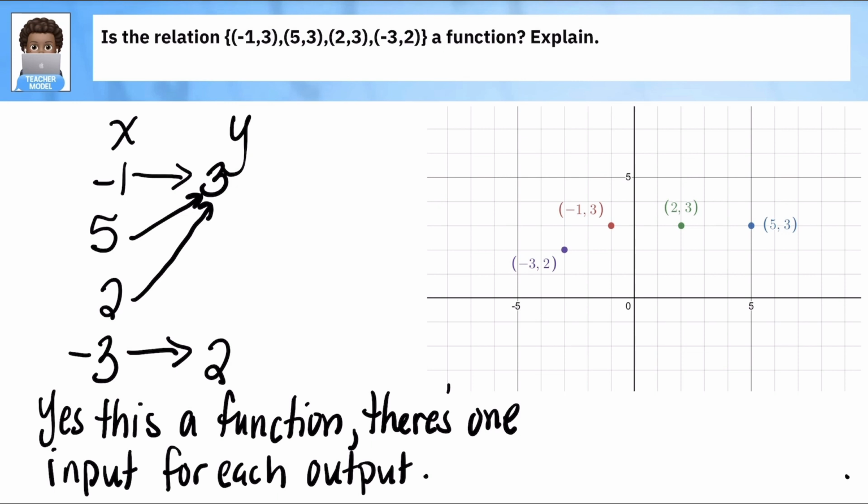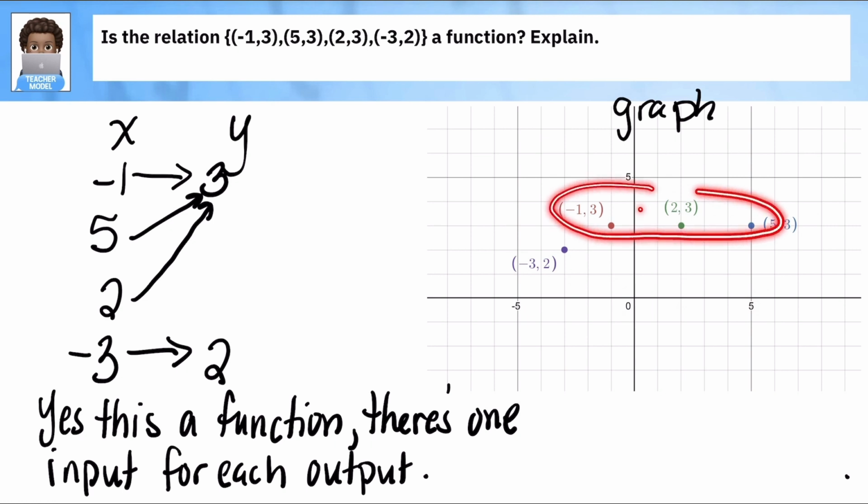Now the other way I can look at this is I can actually graph it. And what you're looking for in the graph is that none of them are stacked on top of each other. And you can see here all our points are in different places. They have different x values. So it doesn't matter that these three are in the same line horizontally. As long as they are not stacked on top of each other, this is a function.